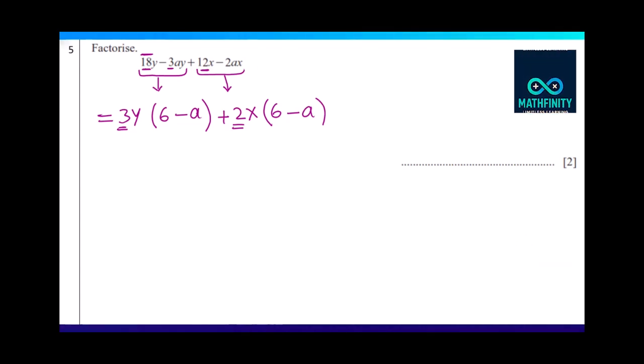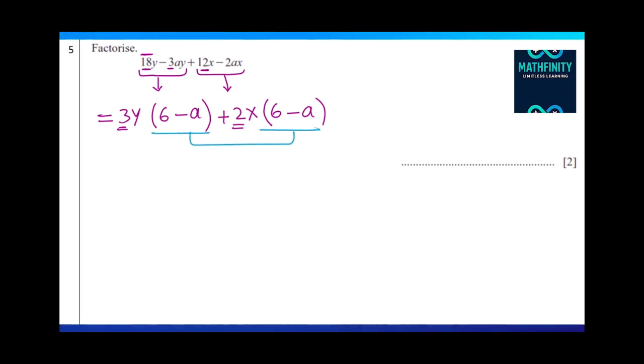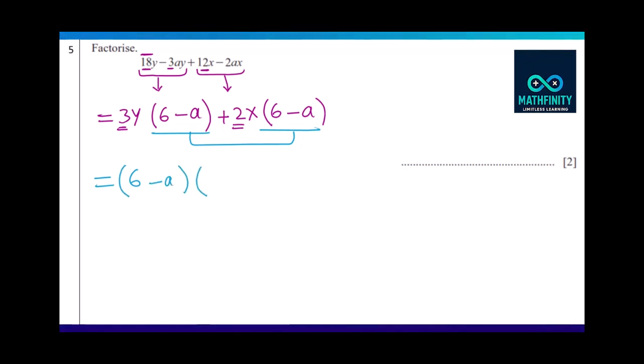After this one, I give you the easier way to check if these two brackets are the same. If these two brackets are the same, it means till here you did not make any mistake. So the same bracket we will write one time, 6 minus a, or you can say we will take common. And what are the outside numbers? 3y plus 2x. We have to write in another bracket.